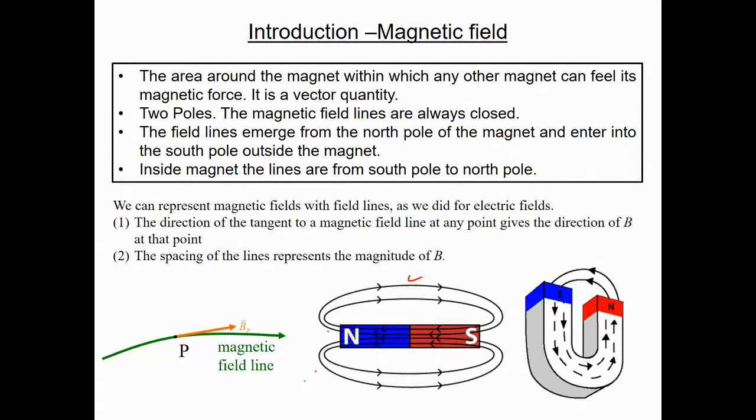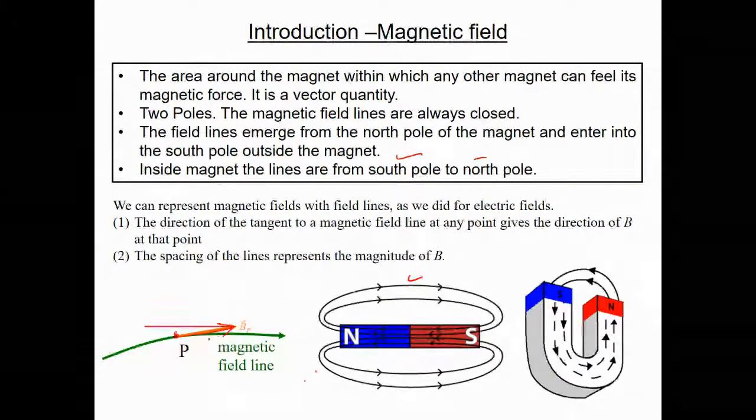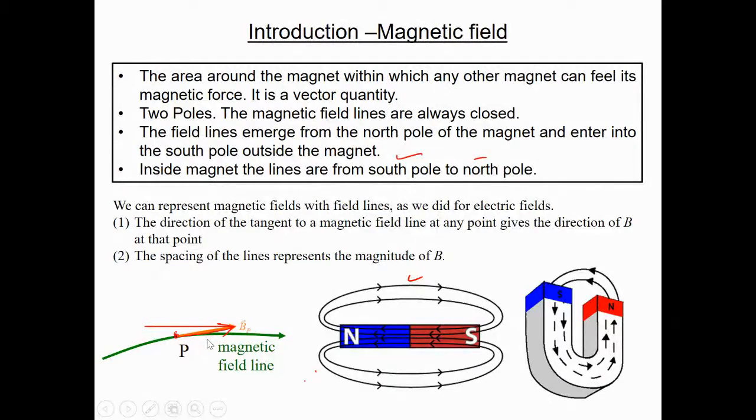You have to see this picture. It will start from the north pole and end at the south pole outside the magnet. Likewise, inside the magnet, the magnetic field lines go from south pole to north pole. If you want to find the direction of the magnetic field, for example at this point P, what you have to do is draw a tangent line on the curved line, and that line indicates the direction of the magnetic field, because it is a vector quantity. It has magnitude as well as direction.